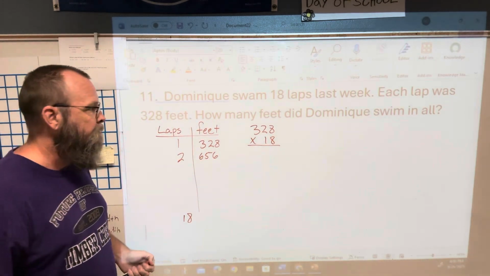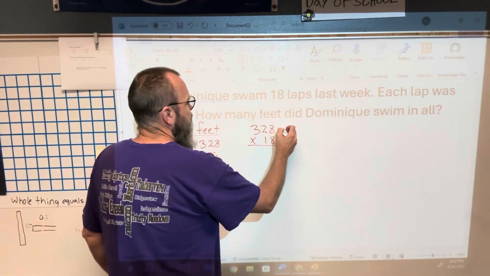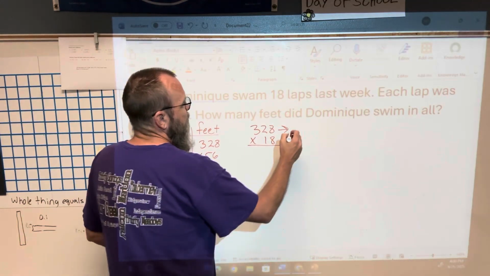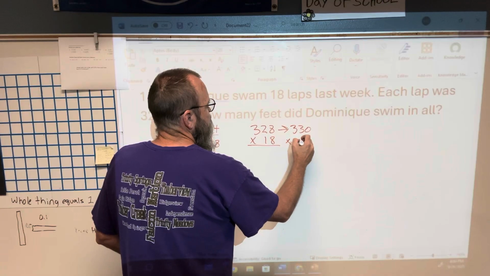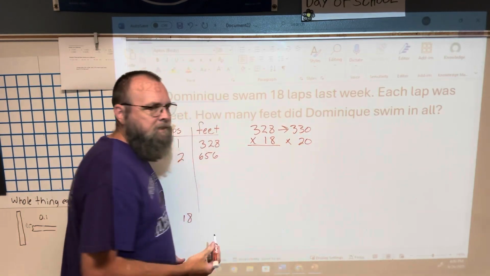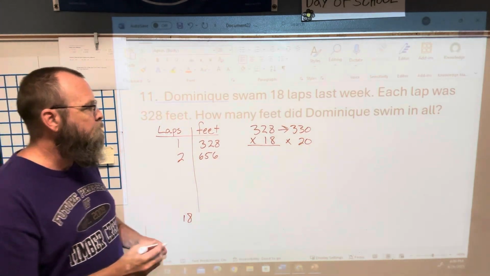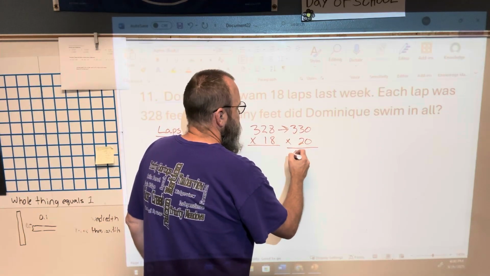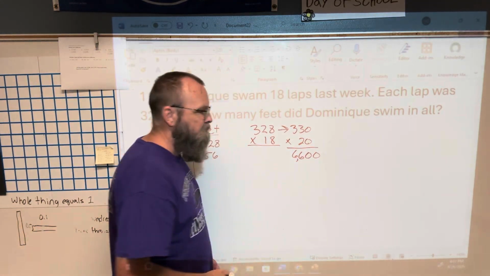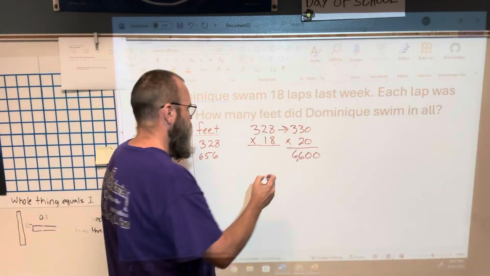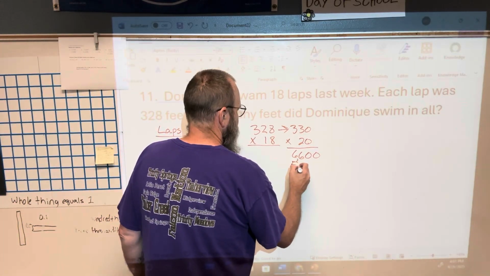Now, I always estimate first. So if I wanted to estimate this, I might make it 330 times 20, because I can do 33 times 2. 33 times 2 is 66, plus we have 2 zeros. So my estimate is around 6,600. This is my estimate.